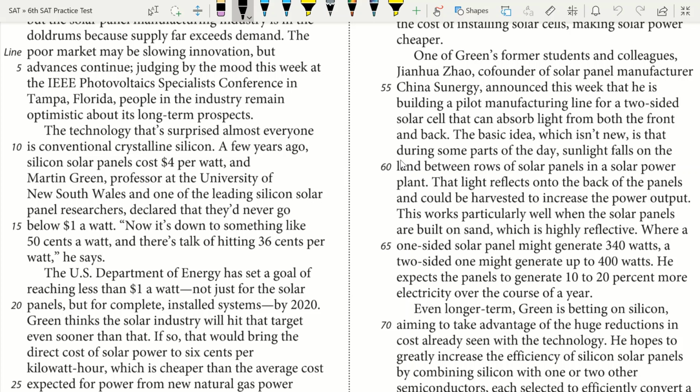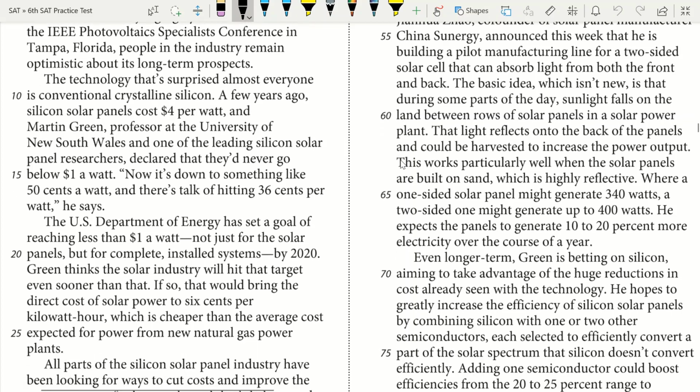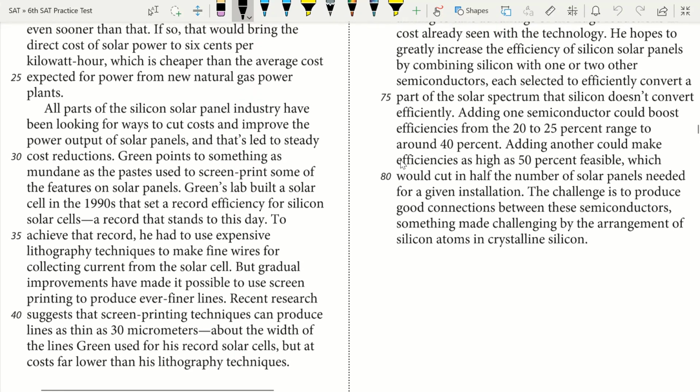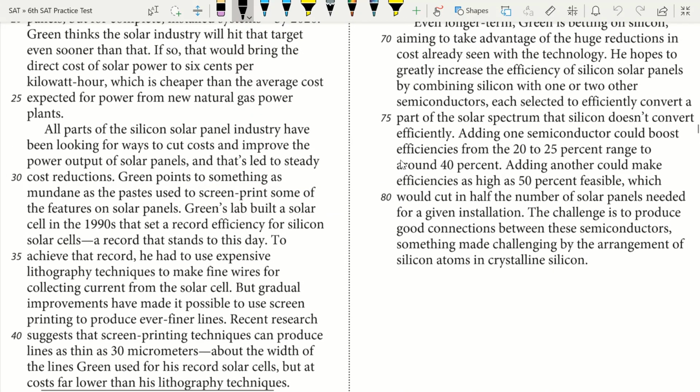Now it's down to something like 50 cents a watt, and there's talk of hitting 36 cents per watt, he says. The U.S. Department of Energy has set a goal of reaching less than $1 per watt, not just for the solar panels, but for complete installed systems by 2020. Green thinks that the solar industry will hit that target even sooner than that. If so, that would bring the direct cost of solar power to 6 cents per kilowatt hour, which is cheaper than the average cost expected for power from new natural gas power plants.